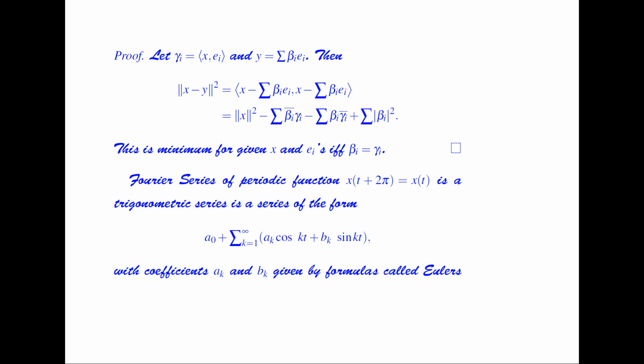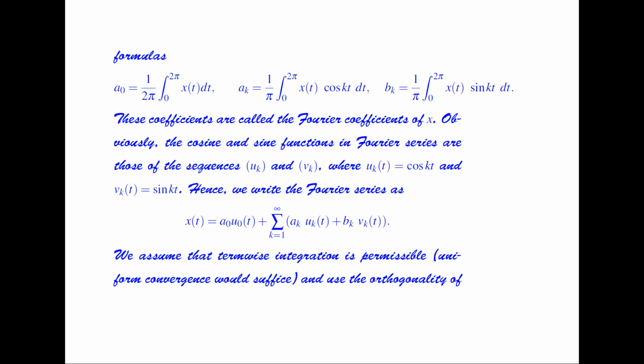The Fourier series of a periodic function x(t + 2 pi) = x(t) is a trigonometric series, a series of the form a naught plus the summation of ak cos of kt plus bk sine of kt, where the coefficients ak and bk are given by the formulas called Euler's formulas. We have a naught equal to this, ak equal to this, and bk equal to this. These coefficients are called the Fourier coefficients of x. Obviously the cosine and sine terms in a Fourier series are the values of the sequences uk and vk, where uk is equal to cos of kt and vk is equal to sine of kt.